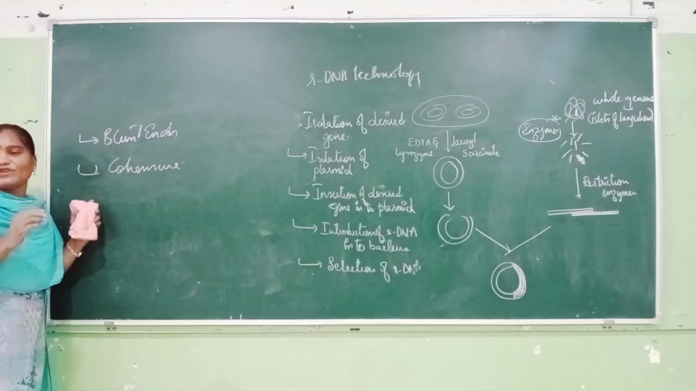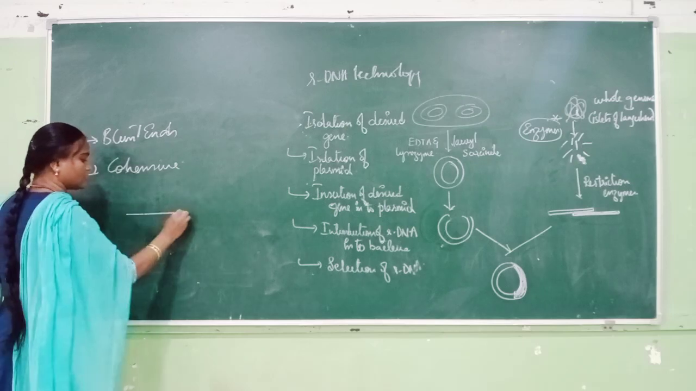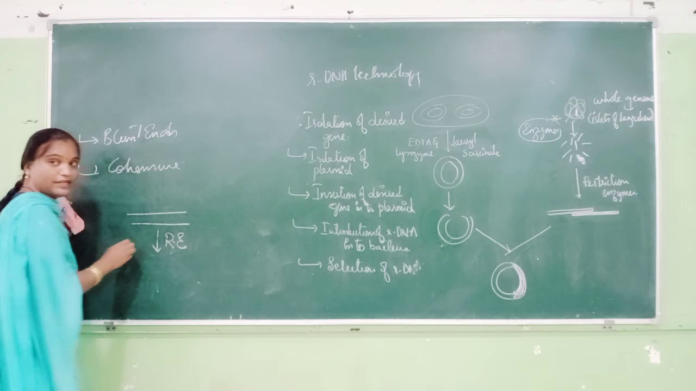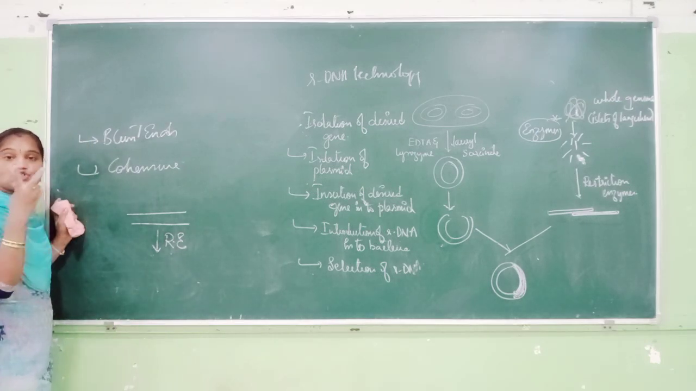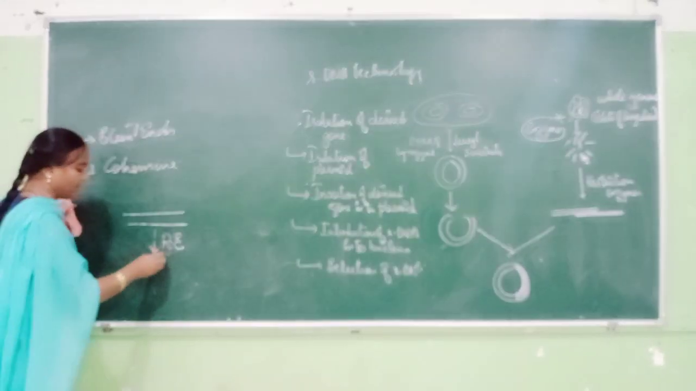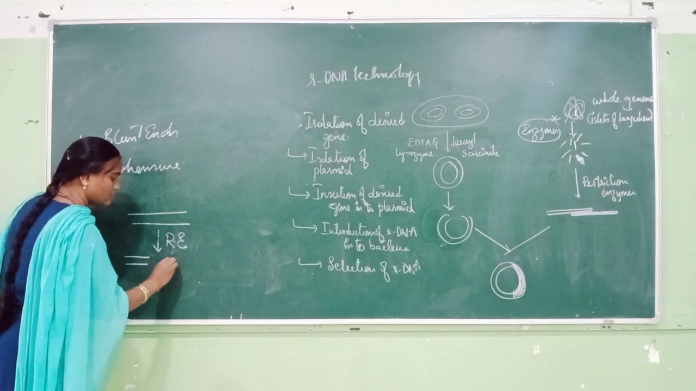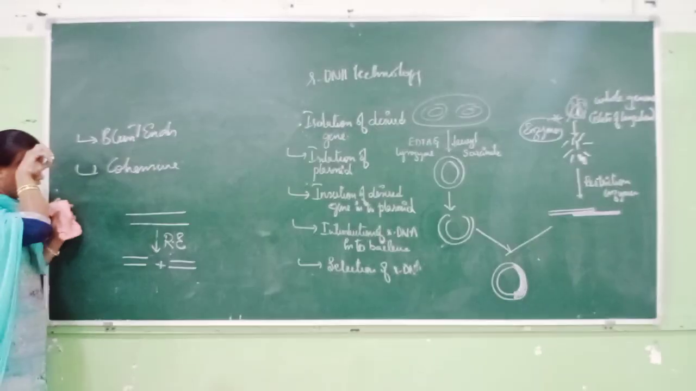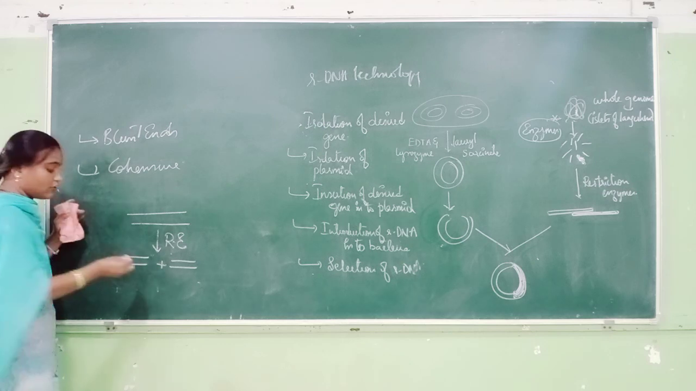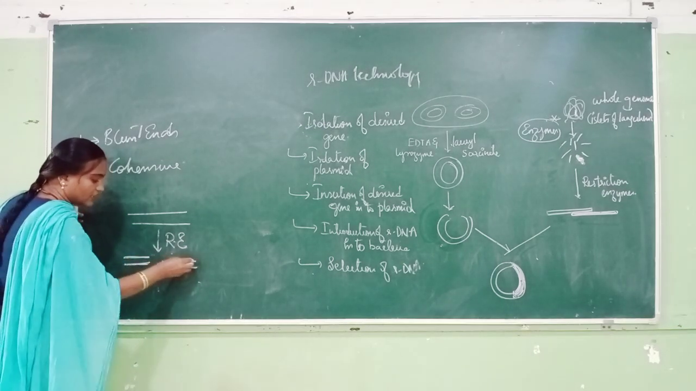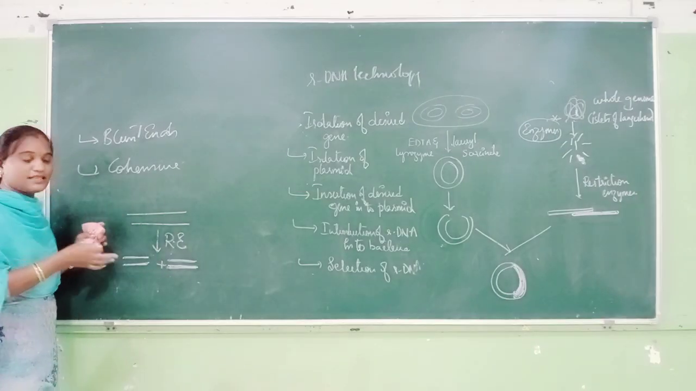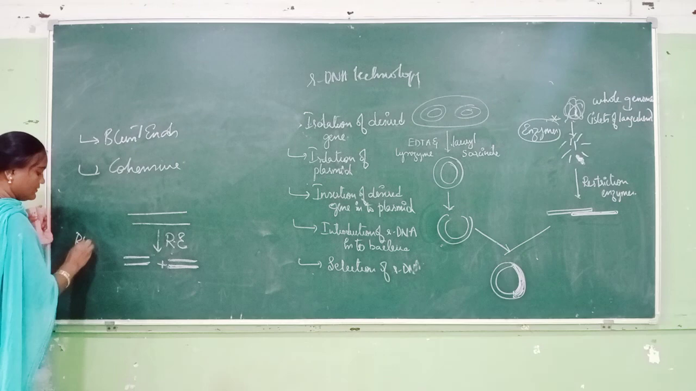So blunt ends means, suppose you think that this is your DNA molecule. When this DNA molecule is treated with restriction endonucleases, these enzymes will produce two types of cuts: blunt ends and cohesive ends. Blunt end means it will produce two equal sections of your DNA molecule, isn't it? So equal sized DNA molecules are produced. Both of them are of equal size. No fragment will protrude beyond another fragment, isn't it? So these are blunt ends.